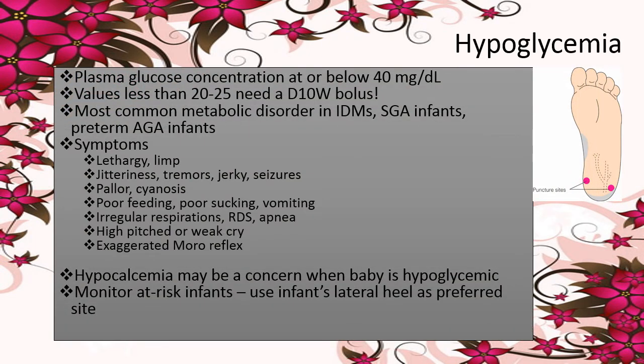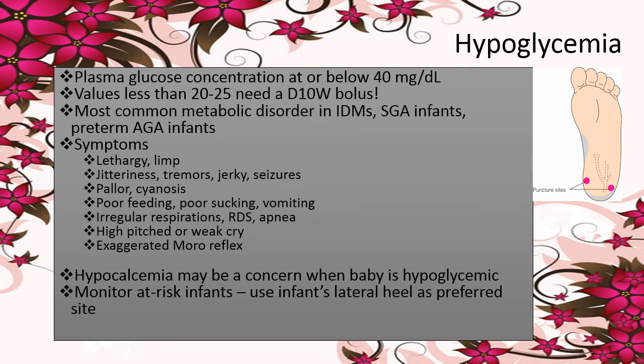So when you look at hypoglycemia, that is a plasma glucose concentration at or below 40 milligrams per deciliter. Values less than 20 to 25 need a D10W bolus immediately. Most common metabolic disorders occur in IDMs, SGA infants, preterms, and AGA infants.